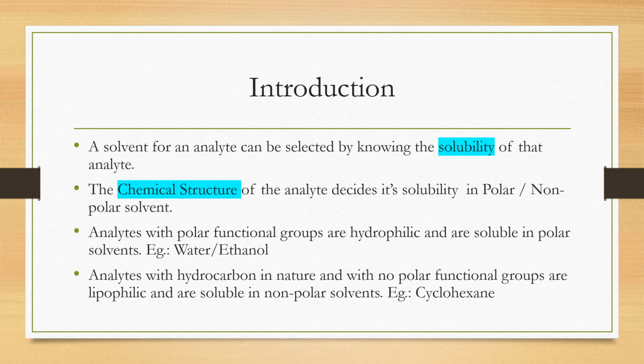for a particular analyte, to select a suitable solvent, we need to know the solubility of that analyte. In turn, that solubility can be known from the chemical structure of that analyte. For example, analytes with polar functional groups are hydrophilic and they are soluble in polar solvents such as water or ethanol.